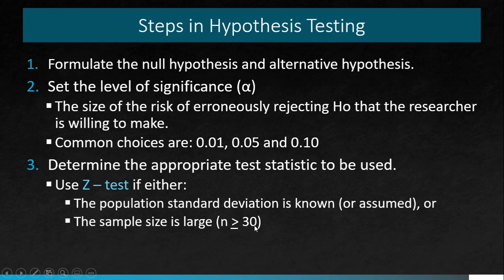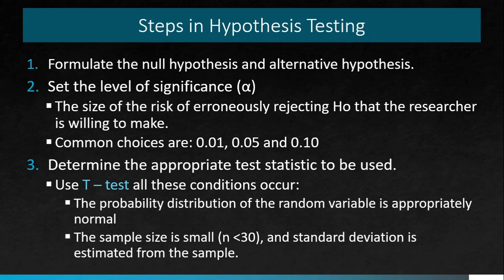So if that's the case, you will use z-test. Okay, so I'll repeat. If the standard deviation comes from the population, or the sample size is greater than or equal to 30, then you will use z-test. Okay, so next, for t-test, if the sample size is small, if it's less than 30, and if the standard deviation is estimated from sample, not population, then you will be using t-test.